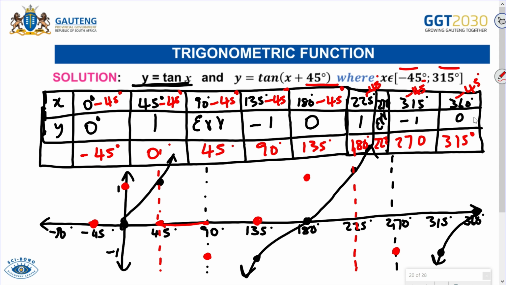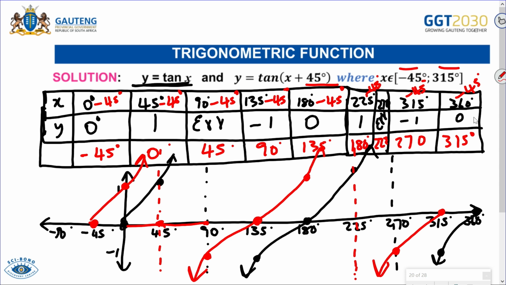At 315, you have 0. So your graph is now going to approach this asymptote, and then this side it's going to approach this asymptote, and then this side it's going to approach that side. Okay, so your graph has shifted 45 units to the left. So from this point of 180, it's now at 135. At 270, the asymptote has shifted to be 225.